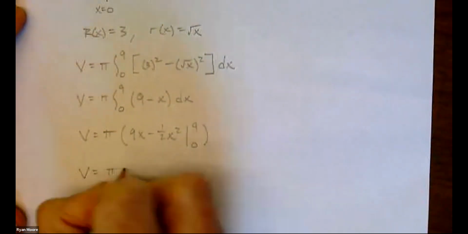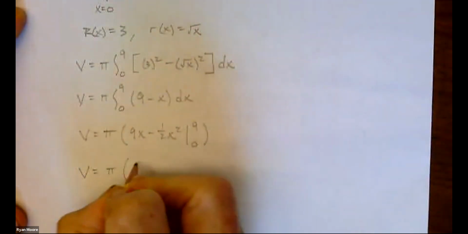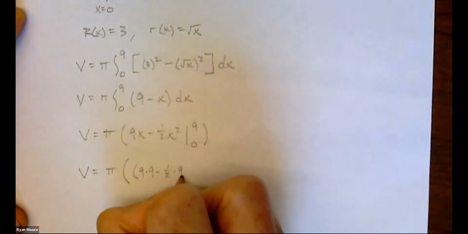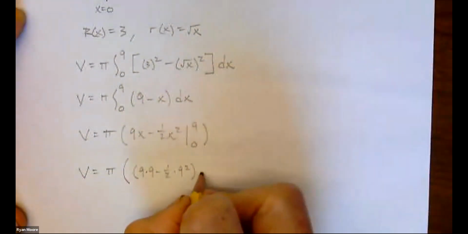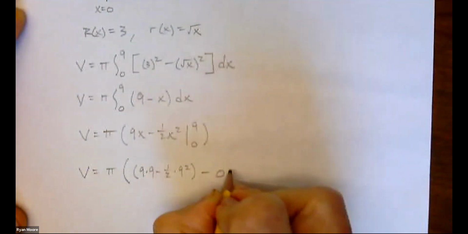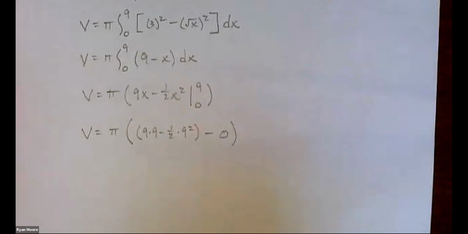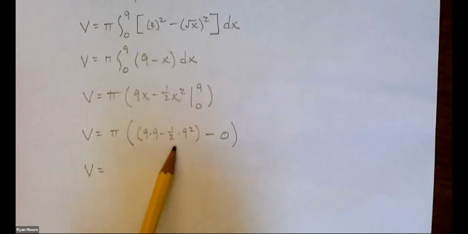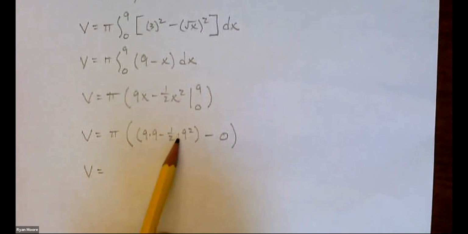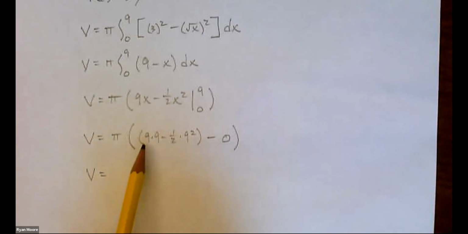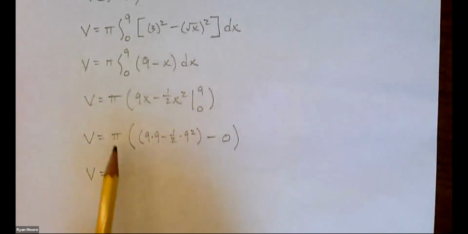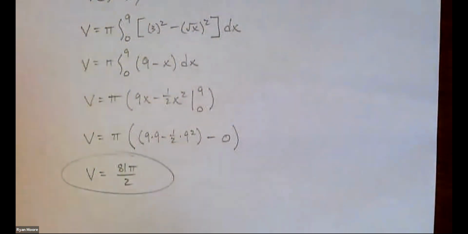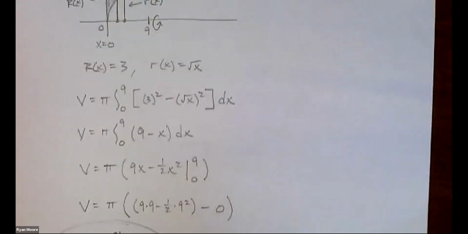So volume is pi times 9 times 9 minus 1/2 times 9 squared, and plugging in 0 is nice, that's 0. So our answer, what are we going to get? 81 minus 81 over 2. Well, anything minus half of itself is the half again. So 81 minus 81 over 2 is 81 over 2. So this will be 81 pi over 2. There we go. It's all said and done.